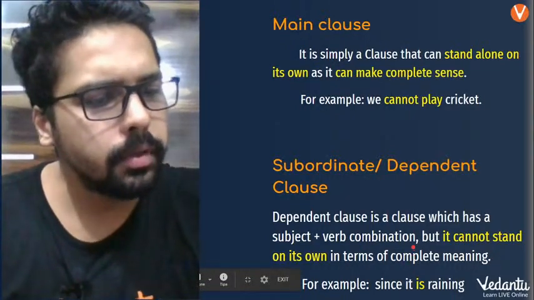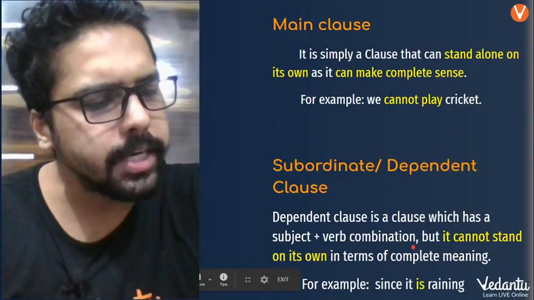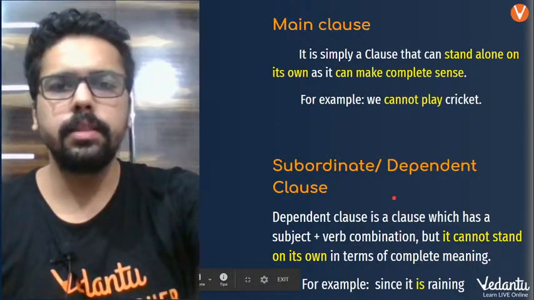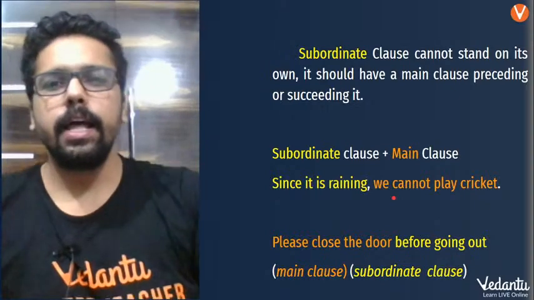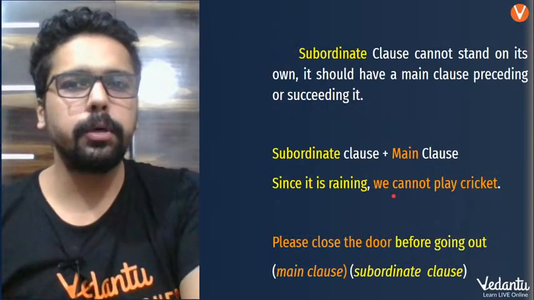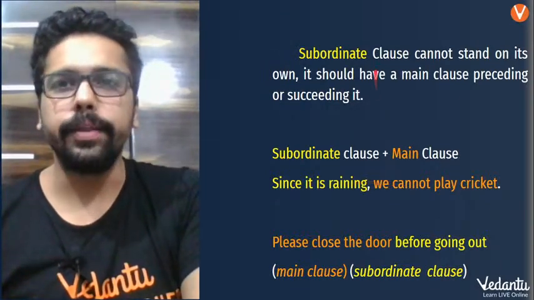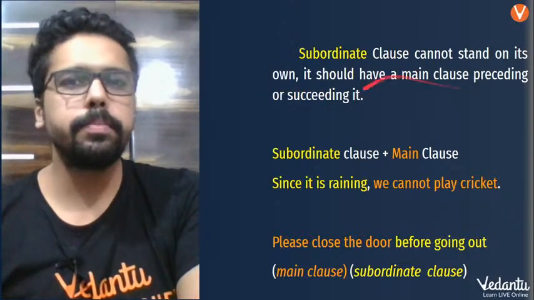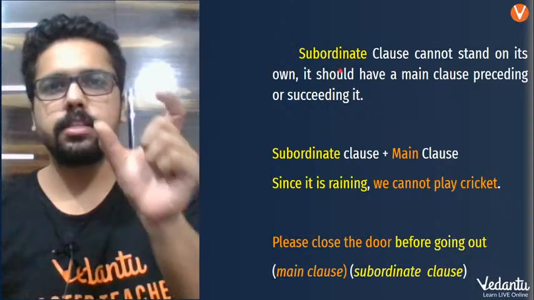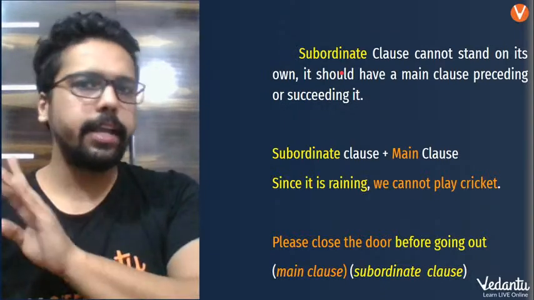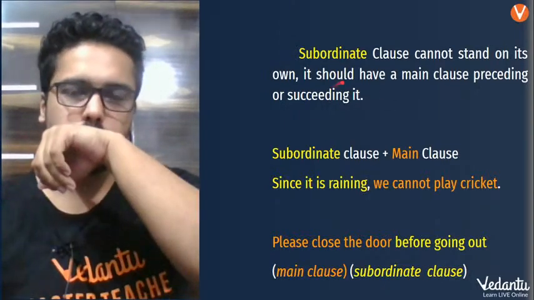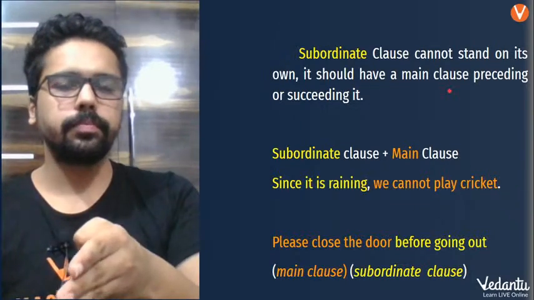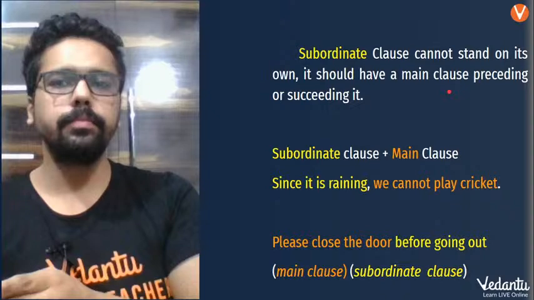So, you want me to explain the subject again? Okay, I'll do that. Let me just explain the main concept here. Let's talk about both the clauses together. See, a subordinate clause cannot stand on its own. It should have a main clause preceding or succeeding it. A dependent clause does not have its own meaning. It must have a main clause preceding or succeeding it.